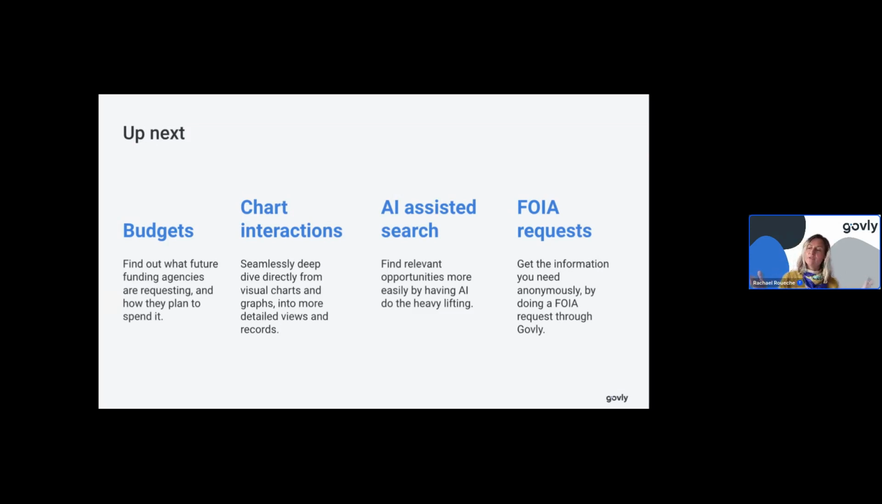And then lastly, FOIA requests. We know how important it is for you all to be able to request information from the federal government, SOWs, stuff like that, that may not be immediately publicly available. And we know how important it is for those requests to be anonymous so you can maintain your competitive edge. So soon you'll be able to make those requests through Govly. So Govly will do them on your behalf. You can remain anonymous and still get the information you need.